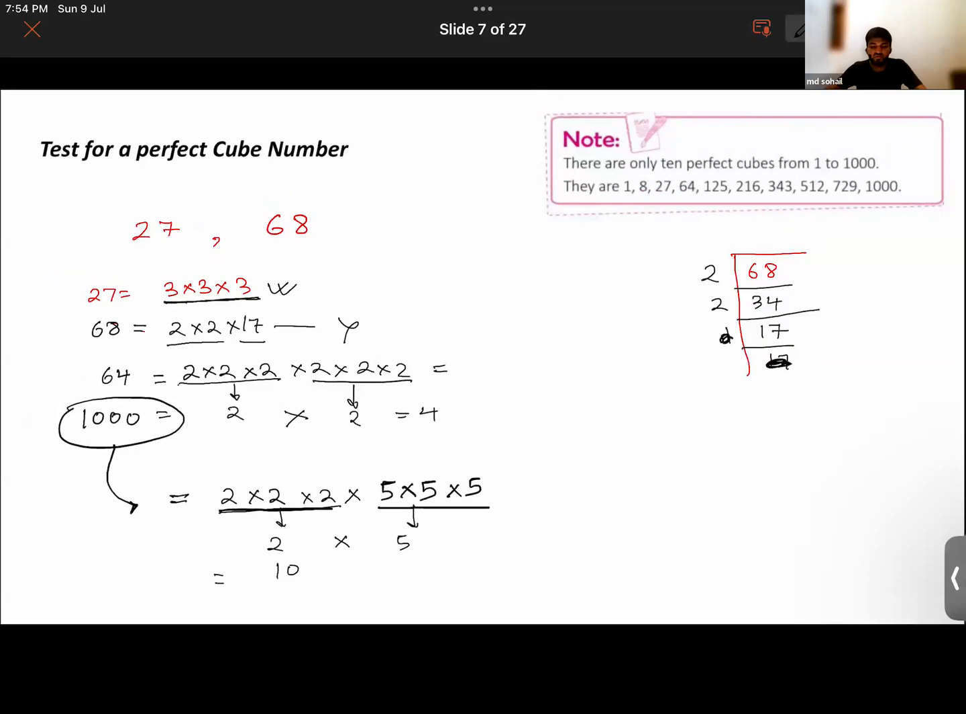So how do we check whether a given number is a perfect cube or not? If the prime factors occur in groups of 3, then it's a perfect cube, right? Perfect. So between 1 and 1000, if you were to find the perfect cubes, you will find that the only perfect cubes that exist are 1, 8, 27, 64, and so on up to 1000.